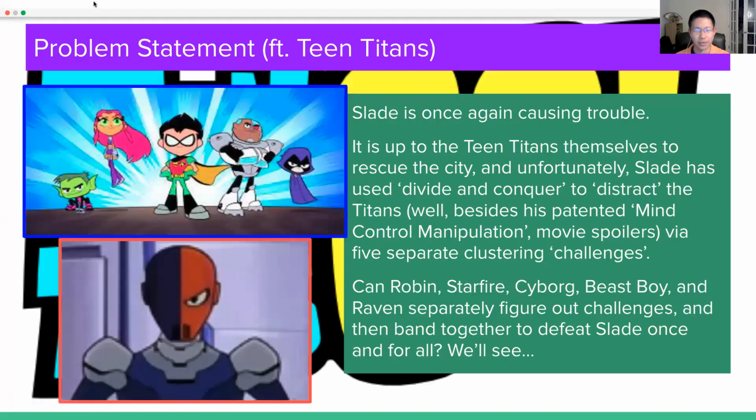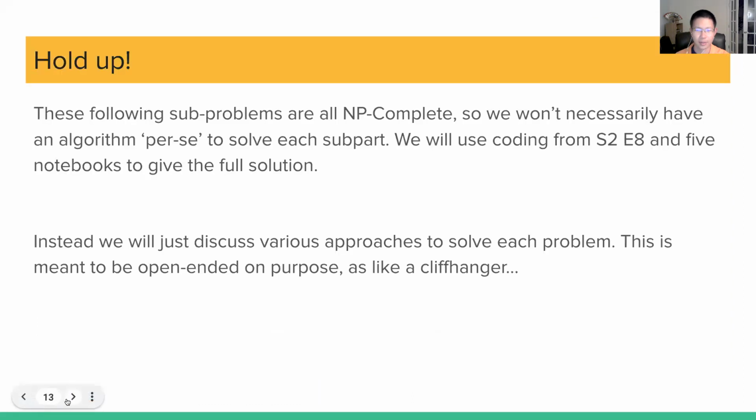Finally, some kids stuff. Slade once again is causing trouble. It's up to the Titans to rescue them. And unfortunately, Slade can use divide and conquer to sort of screw the Titans, you know, mind control, manipulation, by 5 separate clustering challenges. So can Robin, Starfire, Cyborg, Beast Boy, and Raven separately figure out the challenges and then band together to defeat Slade once and for all? We'll find out in the next episode.